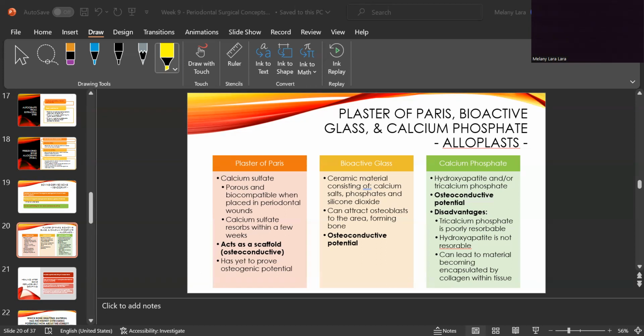Notice the trend there. Allografts are basically just osteoconductive in nature. They're acting as the ladder. Okay. Now, calcium phosphate, we don't run into this one being used very often because there's some downsides to this one.